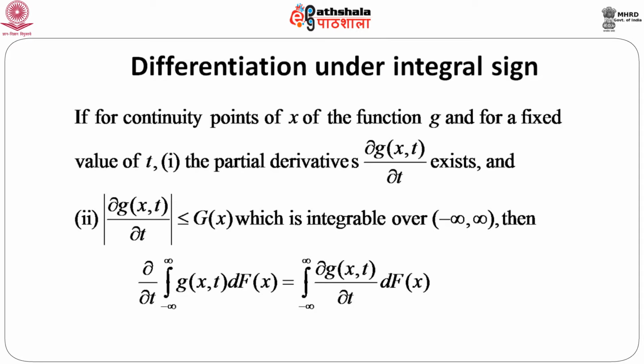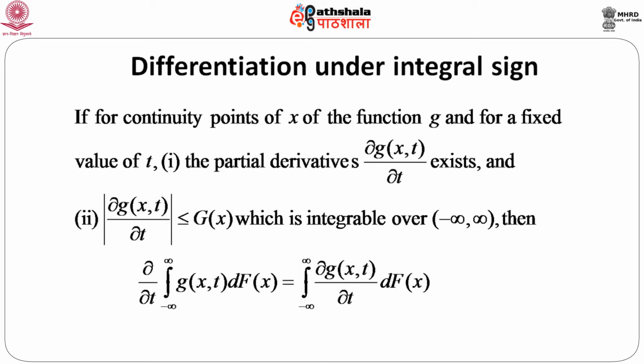Now, naturally this G(x) should be independent of t, and it should be integrable over the entire real line, or over the interval on which we are integrating. Then, if we consider the Riemann-Stieltjes integral of g(x,t) with respect to capital F(x), and then differentiate it with respect to t, note that the integration is with respect to the variable x, but the differentiation is with respect to another variable, t. So, first integrate and then differentiate, which must be equal to, if we take this differential sign inside the integral sign, the integration of del t of g(x,t) as an integrand, integrated with respect to capital F(x).